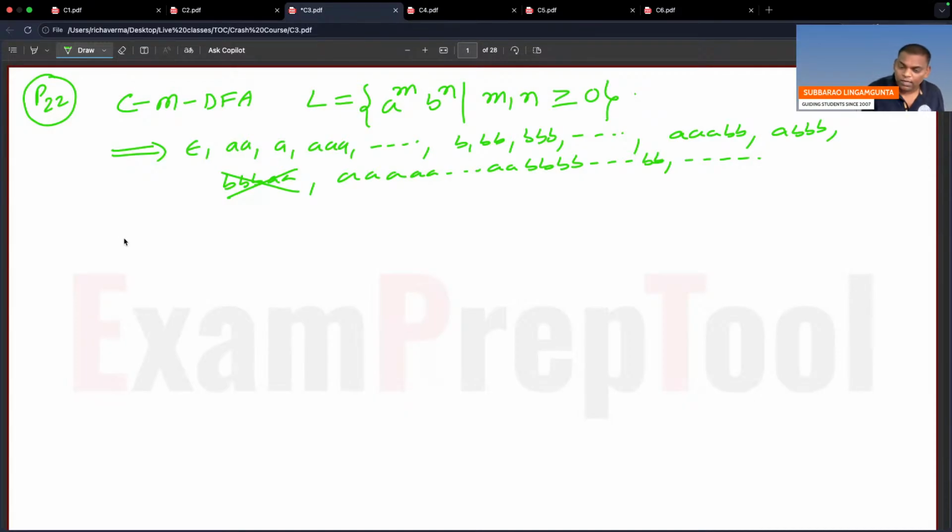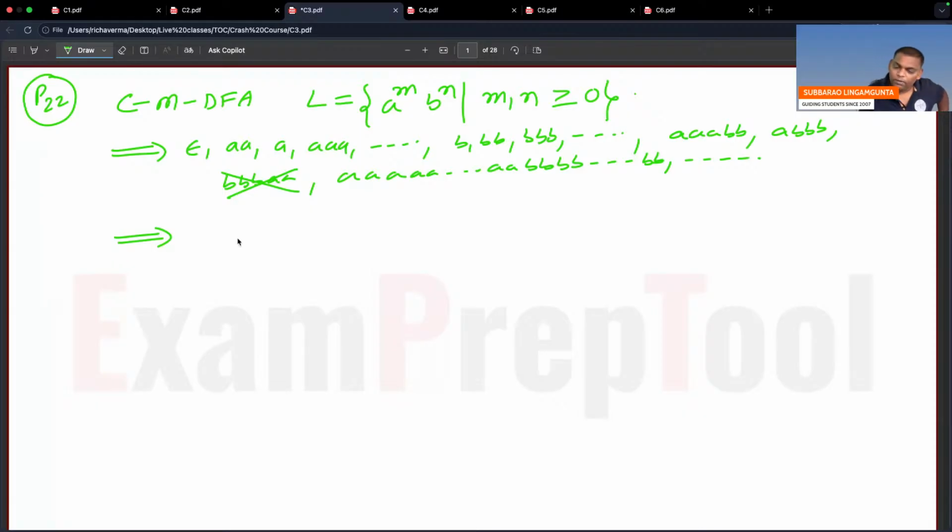Now understand one important thing. Be careful. For this one, you have to construct a minimal DFA, right? But here, if you observe clearly, only a's is okay, only b's is okay, a's followed by b's is also okay, right?